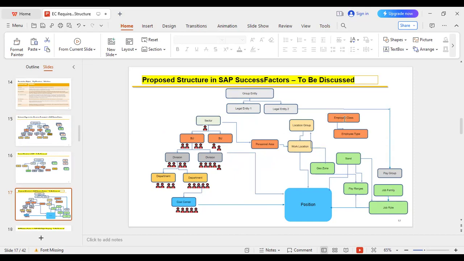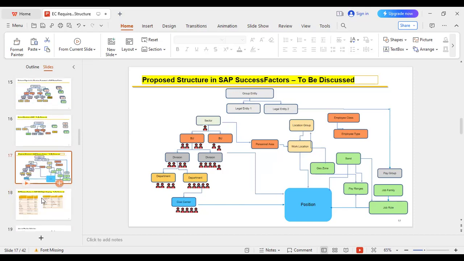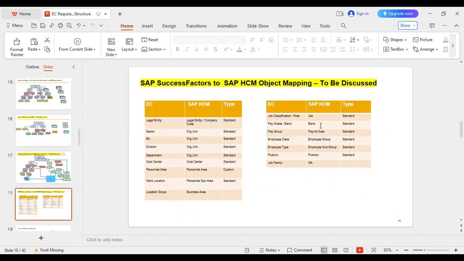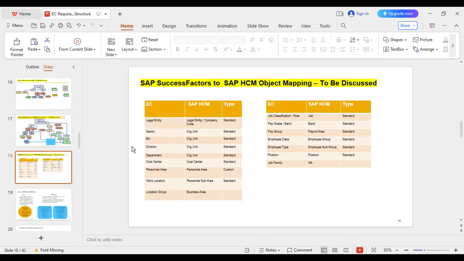What is the employee class? Employee class is basically the classes on which we define the employees. Somebody has different pay components and different pay grades, so they have different employee classes. Employee type is basically part time, full time, so we need to make the employee types also. This slide I have already explained. These are the mappings from SAP HCM to SuccessFactors, and how we are making these things.